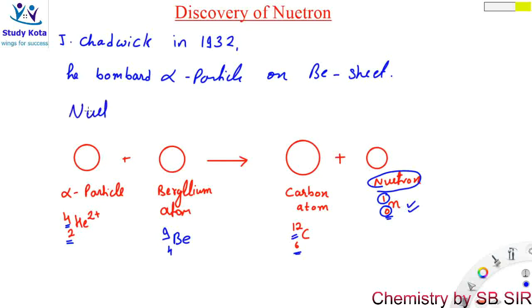Neutron is a neutral particle whose mass is approximately equal to the mass of the proton, which is 1.674 into 10 to the power minus 27 kg. So the mass of neutron is 1.674 into 10 to the power minus 27 kg. Charge is 0.